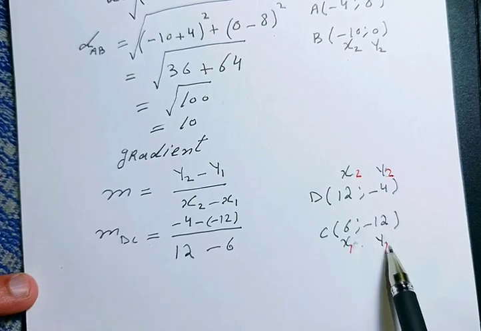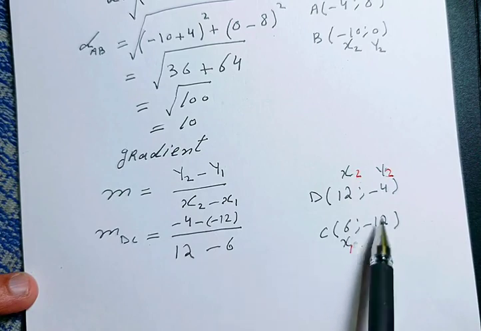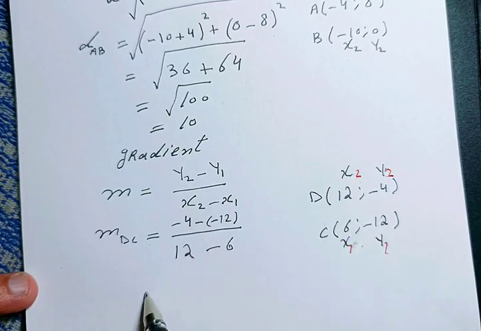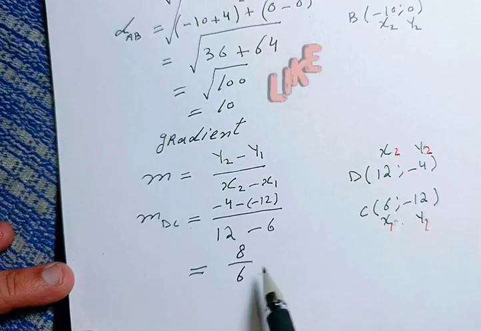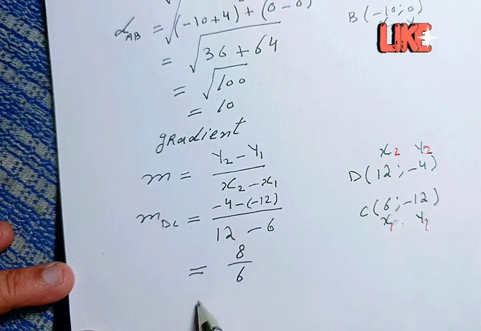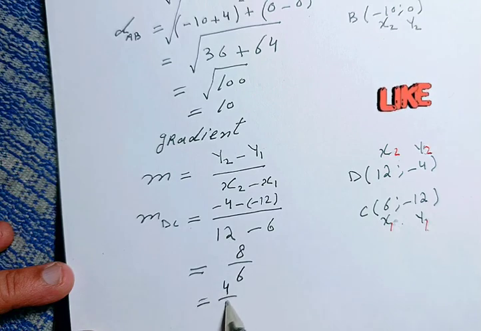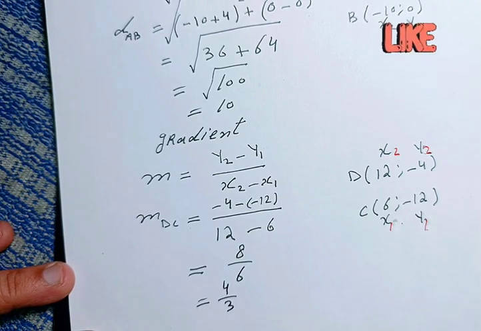This is my x1, y1, and this is my x2 and y2. Now I plug all these values into this formula and simplify. So this becomes -8 over -6. You can simplify with the calculator. So the answer is going to be 4 over 3. So the gradient of DC is 4 over 3.